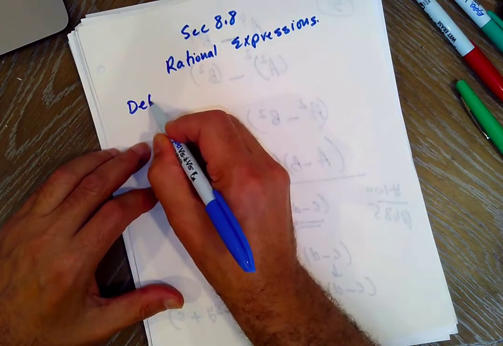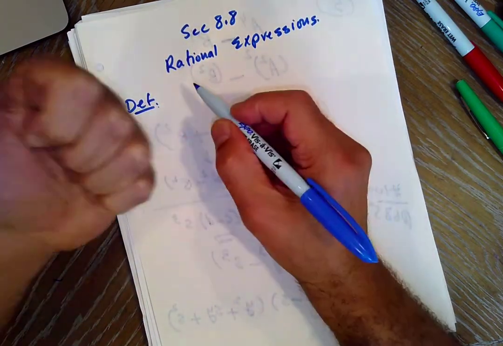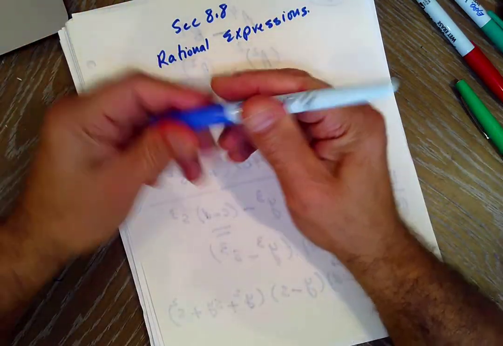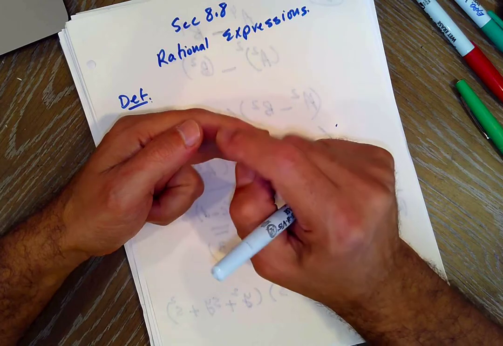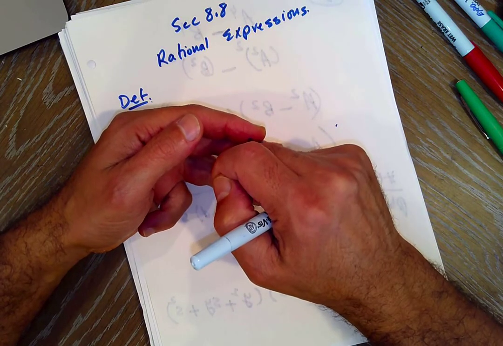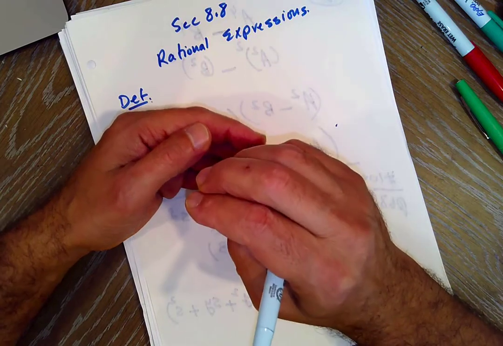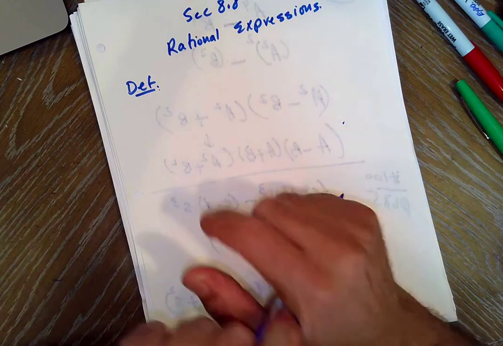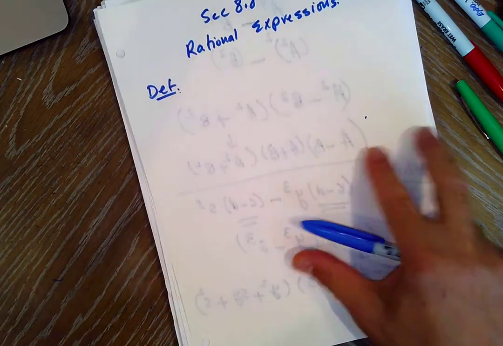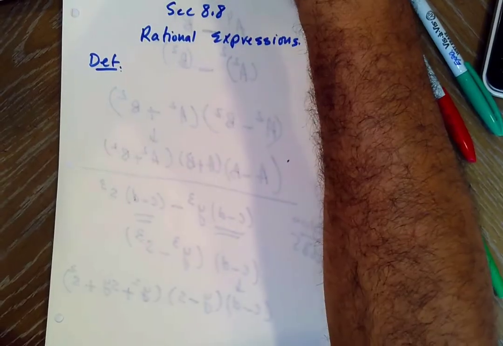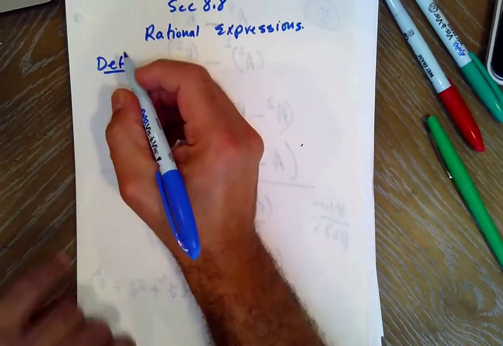When we say rational expressions, we're going to define what we mean by rational expression. We're going to talk about simplifying rational expressions, multiplying and dividing rational expressions, adding and subtracting rational expressions, and then we're gonna learn how to solve equations with fractions or rational expressions. Okay, so there's a lot in this section. It's all review though. Okay, so let's define rational expression.